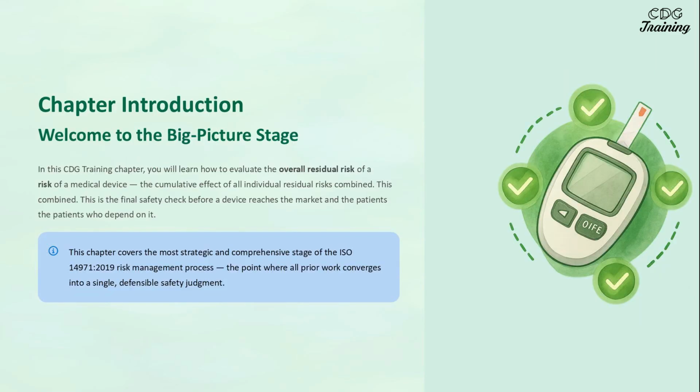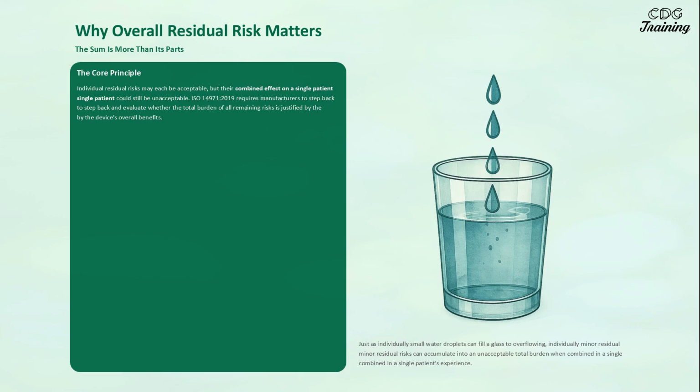In this chapter, you'll learn how to evaluate the overall residual risk, combining all individual risks. This comprehensive check ensures the safety of both the device and its users. Even if individual risks seem acceptable, their combined effect can be significant. Just like small water droplets can fill a glass, minor risks can accumulate to create unacceptable hazards.